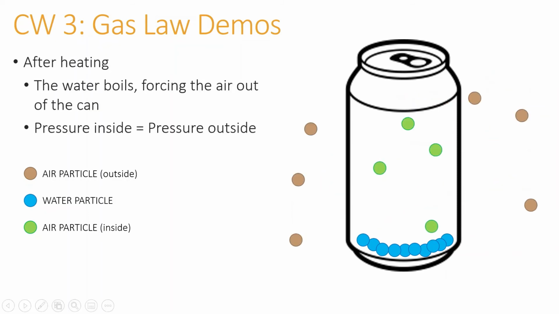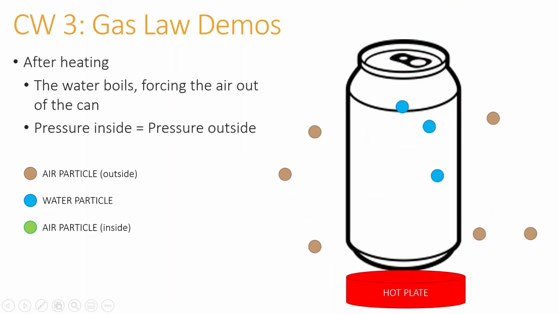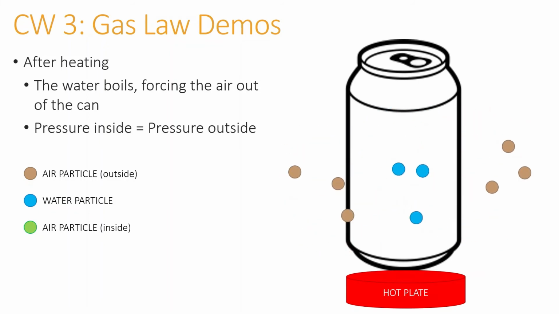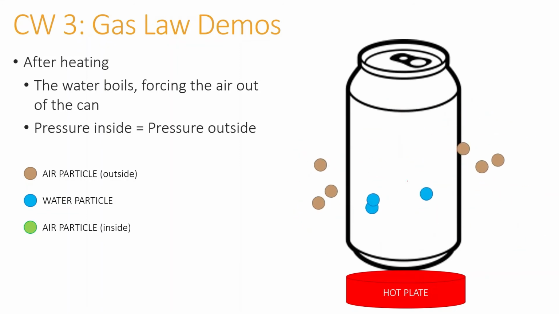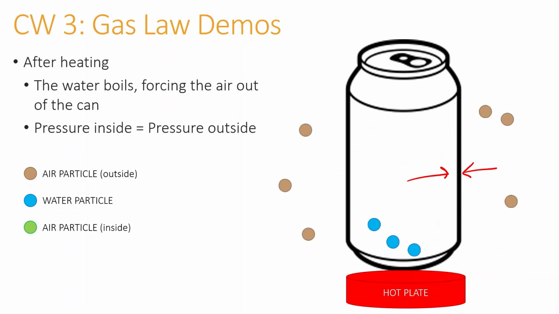So I'm going to go ahead and heat this now. Whenever I put this on a hot plate, notice that all the air particles that were in the can have been forced out by the boiling water vapor. So we still have an equal pressure inside the can versus outside the can. Those forces are still balanced.